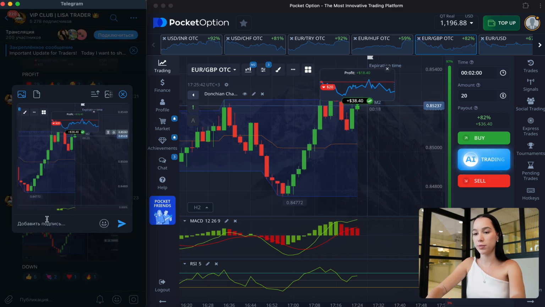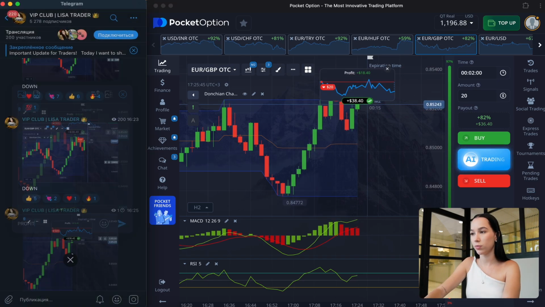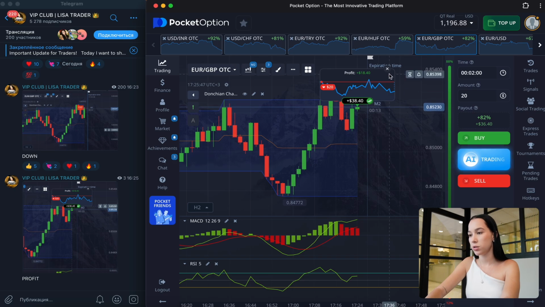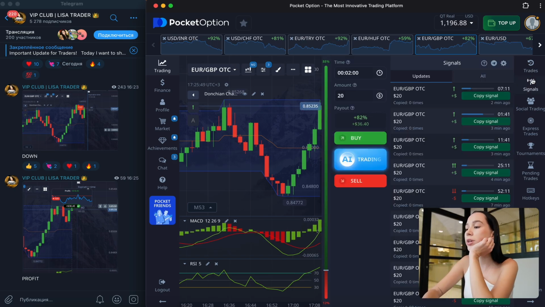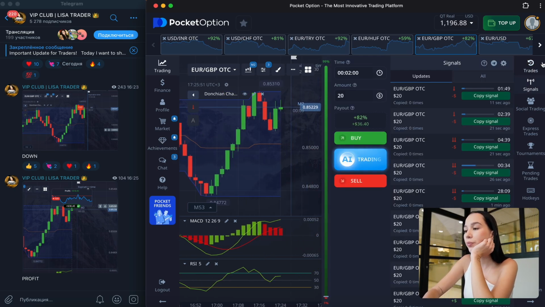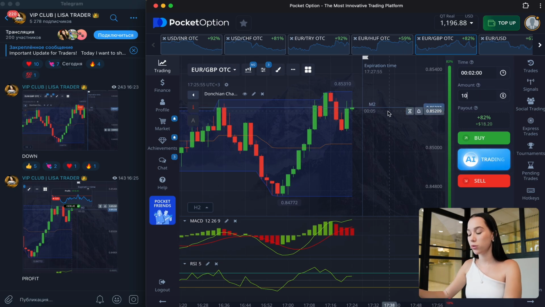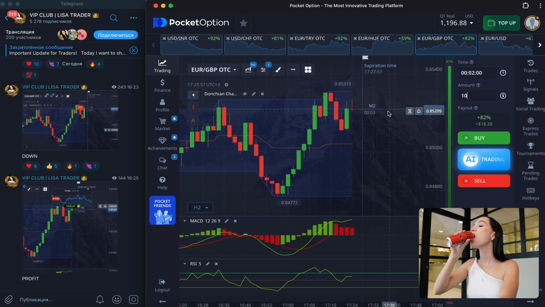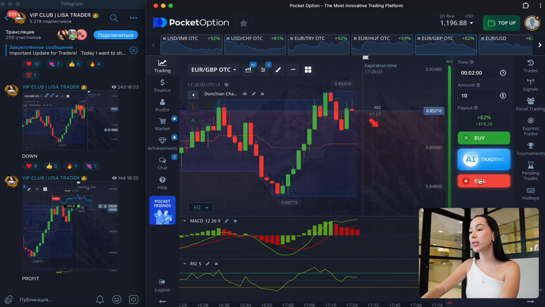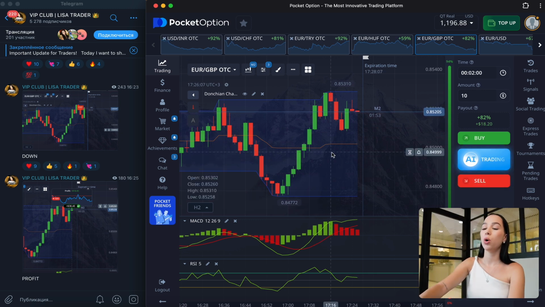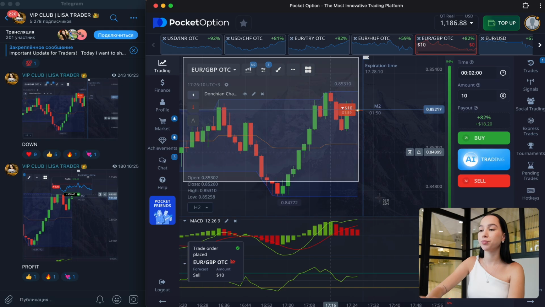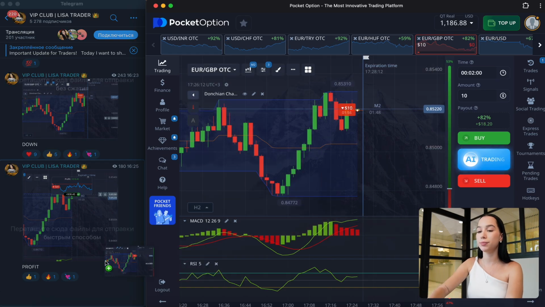Wait a second. Okay, perfect. So what we are doing here, yeah, so we wait for a new candle to appear on the chart. Okay, on 1, 2, 3, we're gonna open a trade down for 2 minutes. 1, 2, 3, down. We open a trade down. Everyone did that.